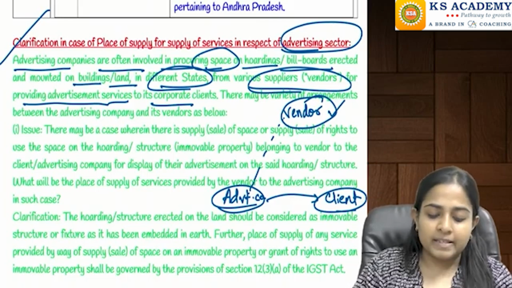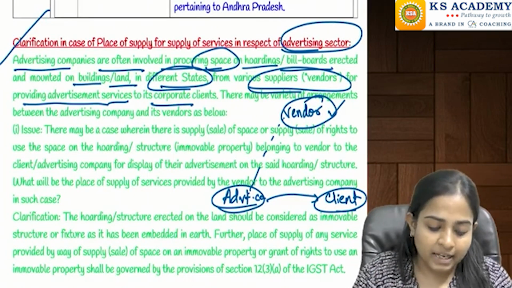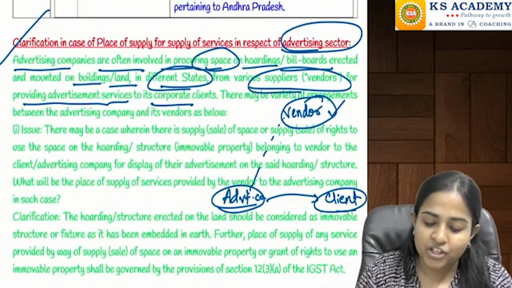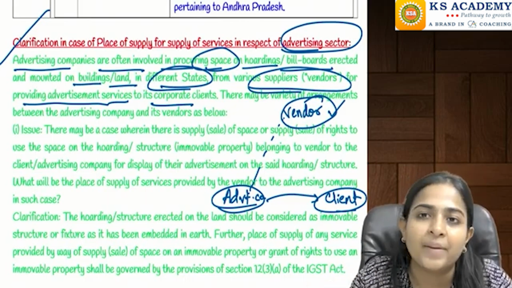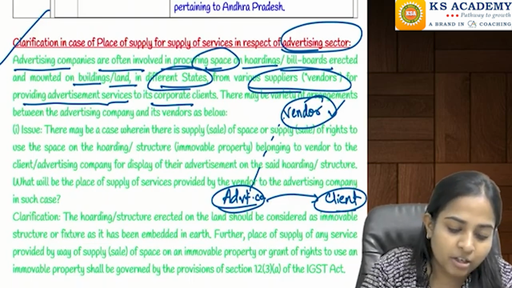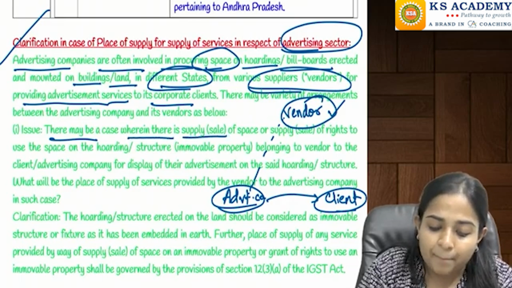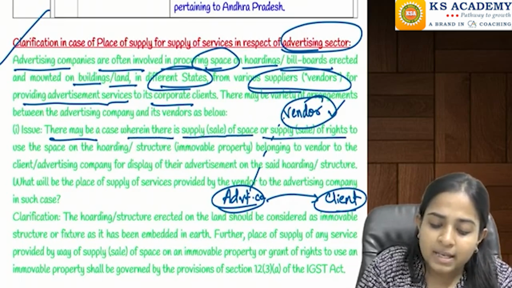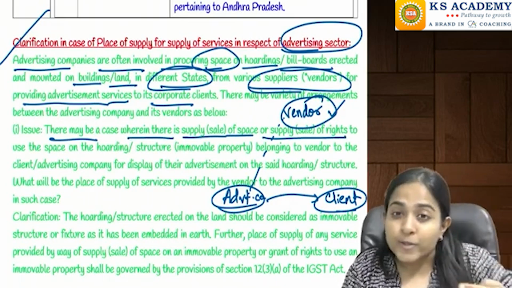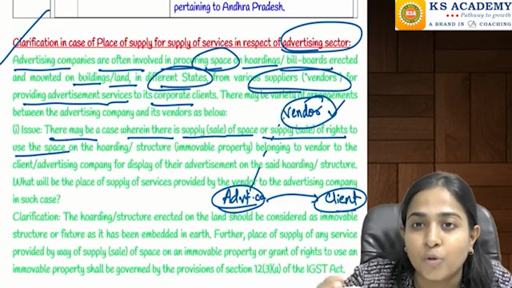Now, what is the issue which arose in this case? They are asking what will be the GST structure, or how will you determine the place of supply in this case? So now they are asking a question to us here. There may be a case wherein there is a supply of space, or supply of rights to use that space. Who is going to give this supply? Who is going to give the right to whom?